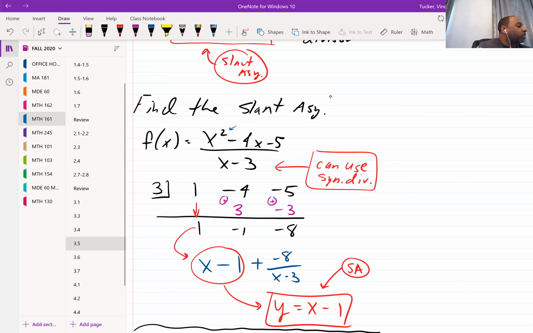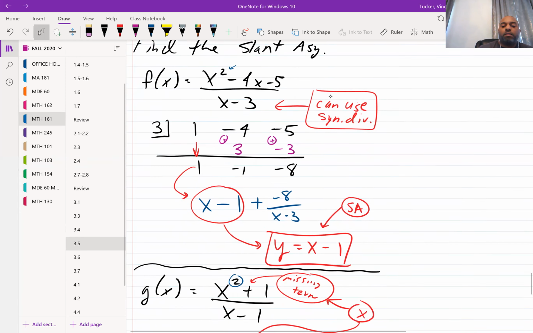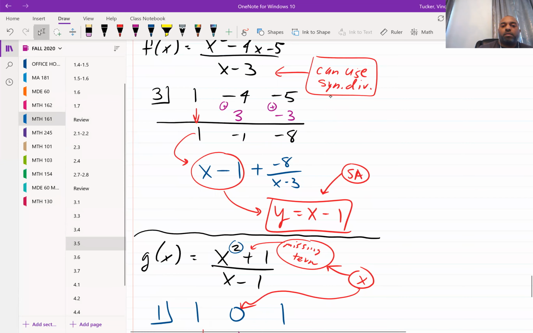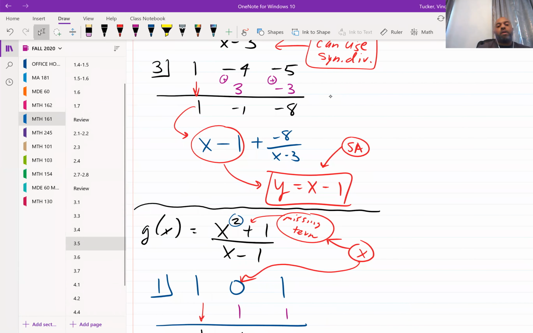Any problems, any questions before we look at this last one? All right, last one is similar. We have x squared plus 1 over x minus 1. I ended up having a missing term. Don't forget, if there's a missing term, then we are to add 0 as a placeholder.